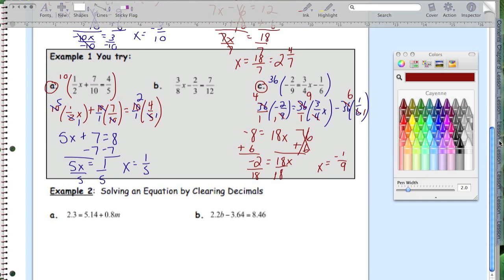All right, now we're going to move on to the next part, solving an equation by clearing decimals. So what you do here is you want to see, we don't want these decimals in here. It's going to be easier if we get rid of them. So we look to see how many place values this goes out.